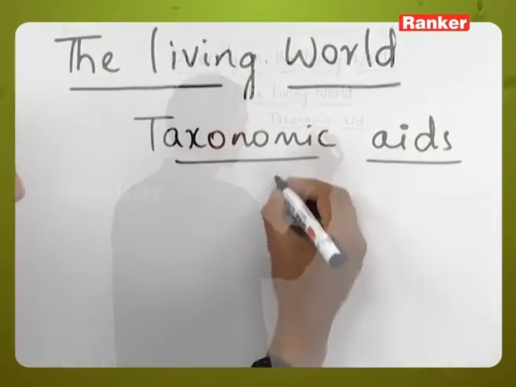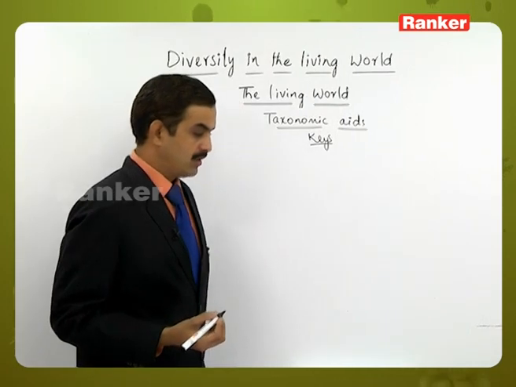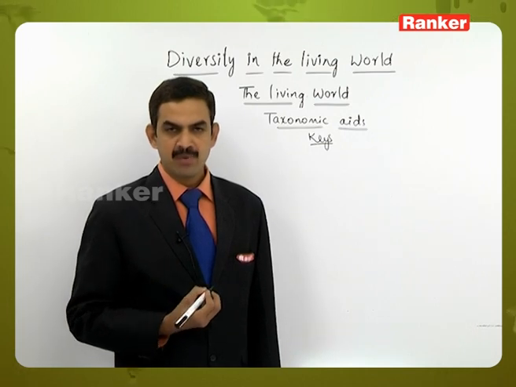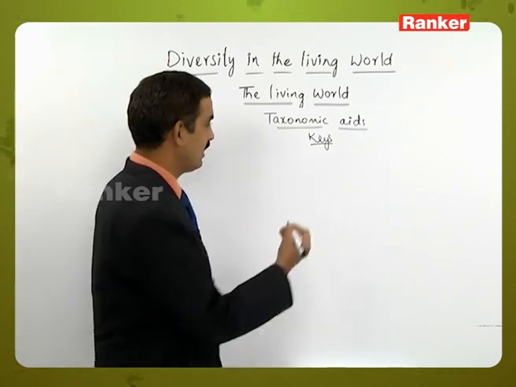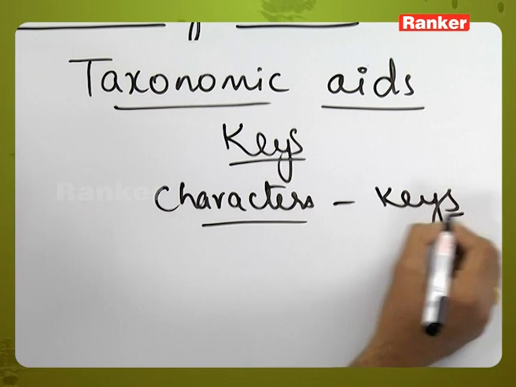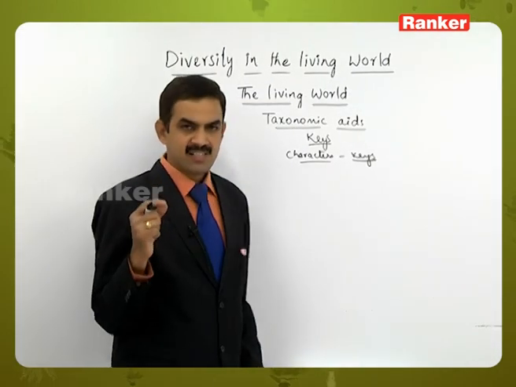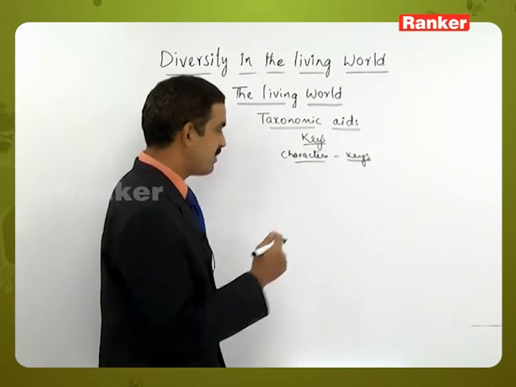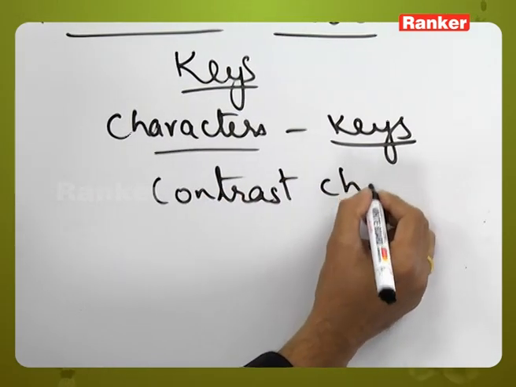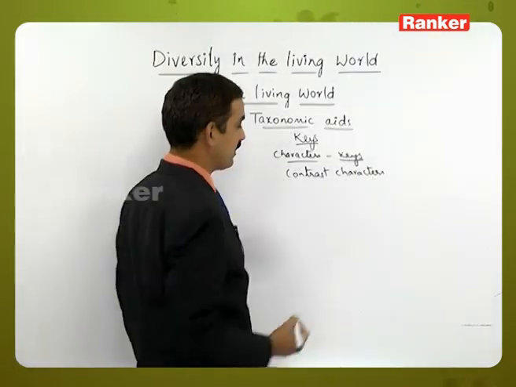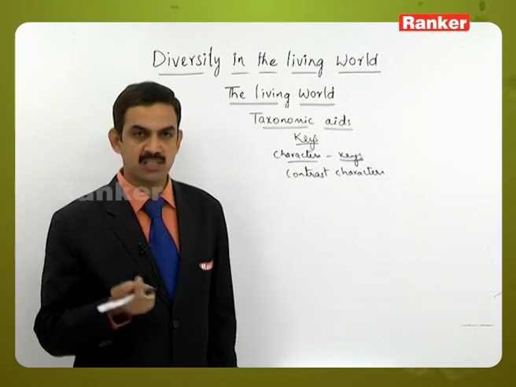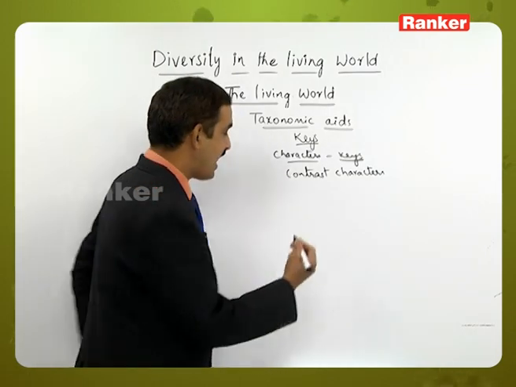In the taxonomic aids, the next one is the keys. Keys are the characteristic features which describe the characters of a particular plant species. When we are describing a plant species, 2 characters will be given, so that's what we call contrast characters. In that contrast, one character will be related to that plant species and the other character is the opposite.